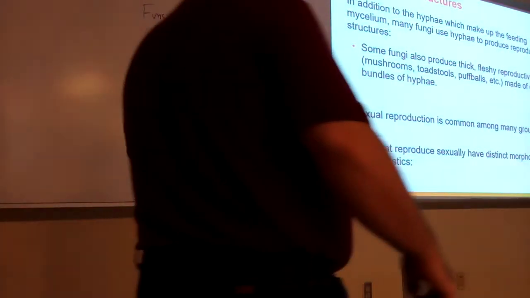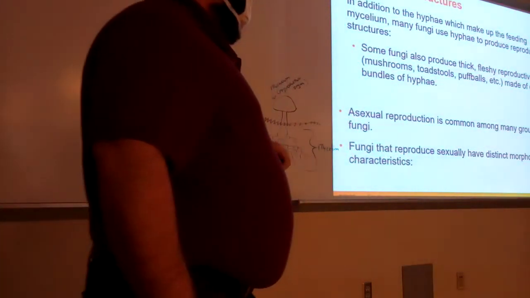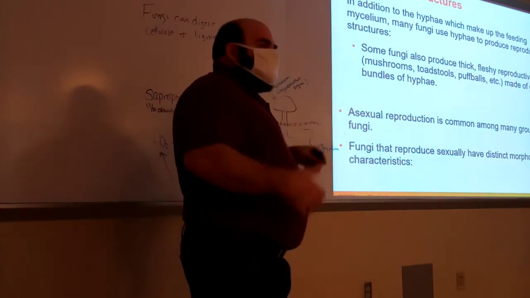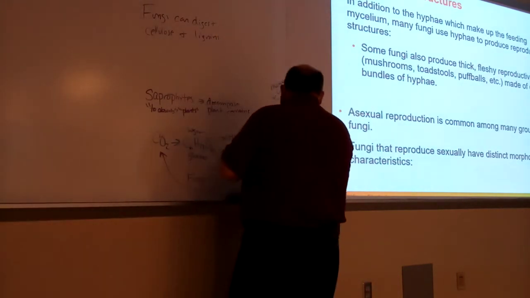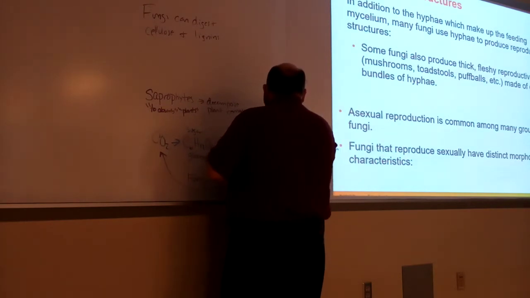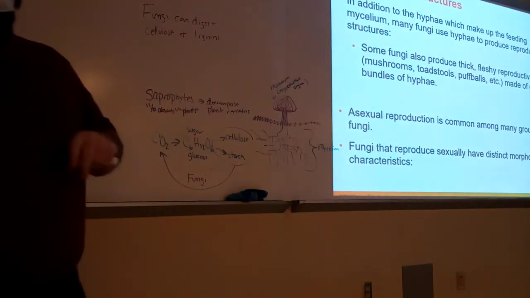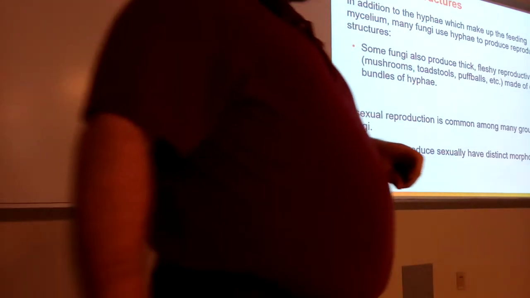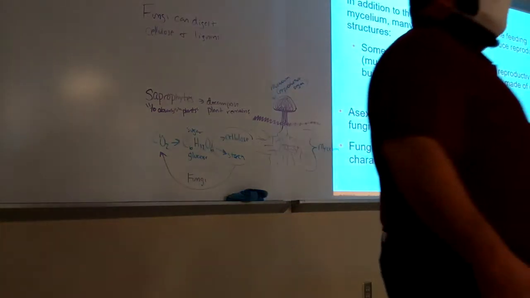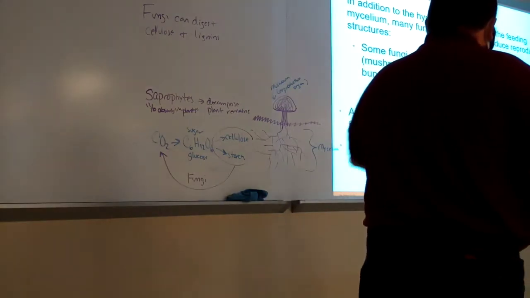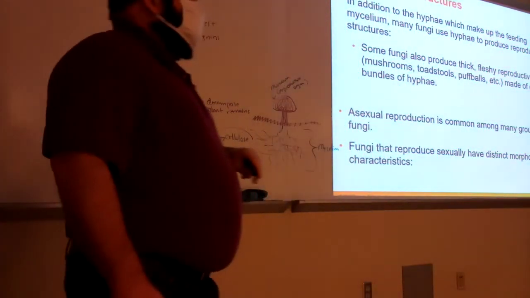In addition to the hyphae, which make up the feeding mycelium, many fungi use hyphae to produce reproductive structures, like this mushroom that you see here. Like I said, the mushrooms are just big bundles of hyphae extending into the structure here. It's a big mass of hyphae, highly compacted and condensed, and kind of watertight. Those are what pop up above ground, or maybe out of a rotten log, for example. Those are big multicellular reproductive structures. Mushrooms, toadstools, and puffballs are all made out of dense networks of these hyphae.